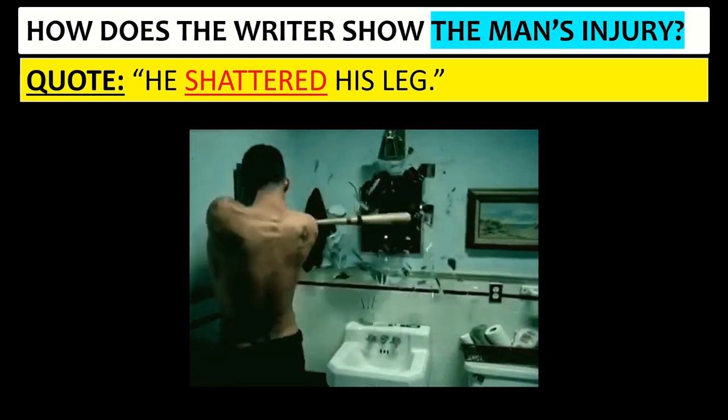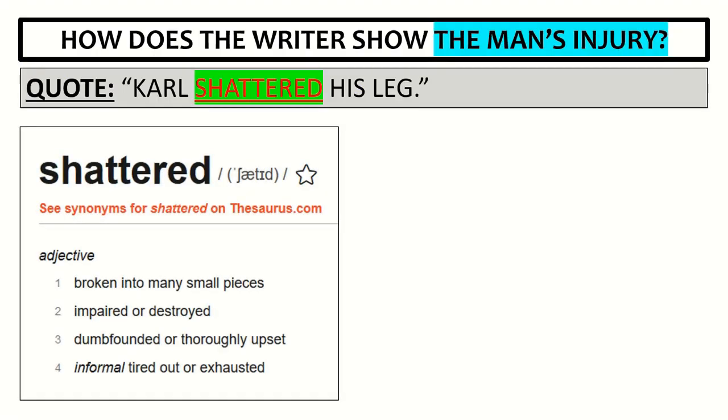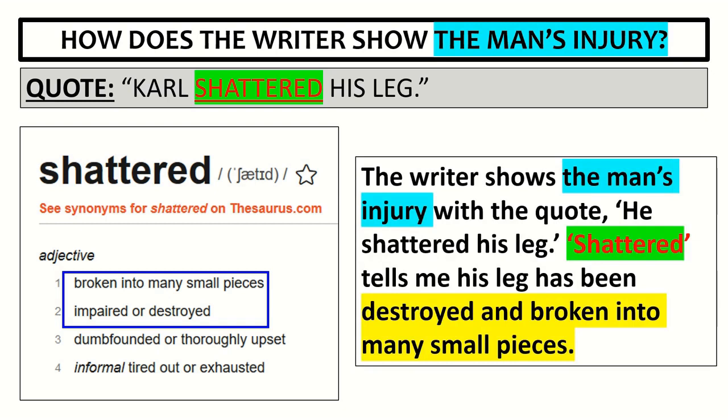So think to yourself, if I was a human dictionary, what does the word shattered mean? Well, if we look it up in thesaurus.com, it says broken into many small pieces, destroyed. 3 and 4 probably aren't going to be about mine because that's about being mentally shattered. But physically shattered, broken into small pieces, or destroyed. So all I'm going to do now is put that into my answer. So I've got the writer shows the man's injury with the quote, he shattered his leg.